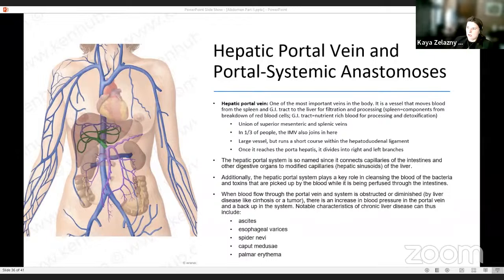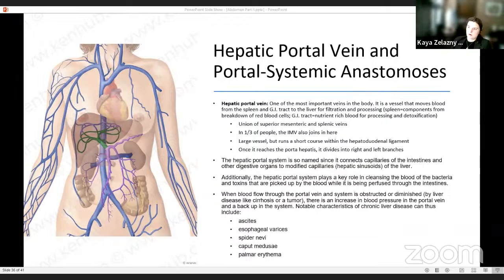Okay. So the hepatic portal system is helping you filter whatever you're absorbing from your intestines, process these things, also helping you process some of the components that you're getting from the spleen as it breaks down red blood cells. Also going to help you cleanse blood of potentially bacteria that could get picked up by the blood as it's absorbing things from the intestines.